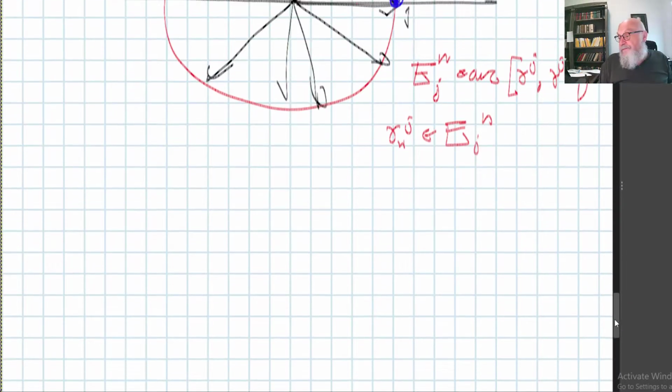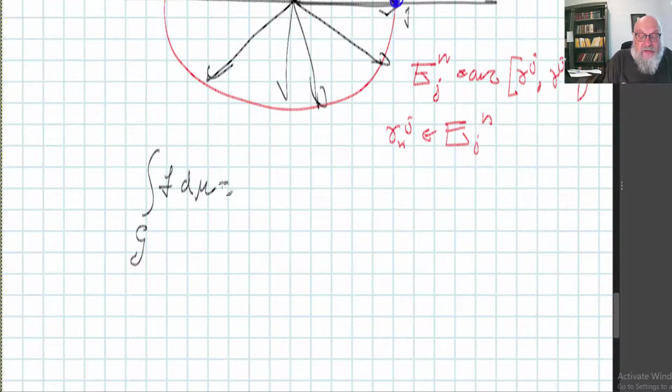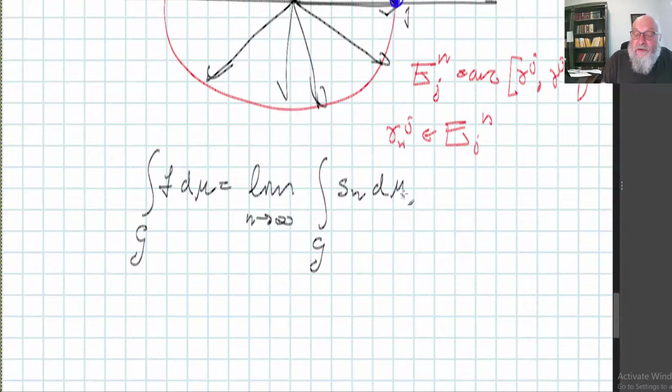So in such a case, since we have here the integral over G of f d mu, this is equal to the limit as n goes to infinity of the integral over G of Sn d mu. So what is our Sn?